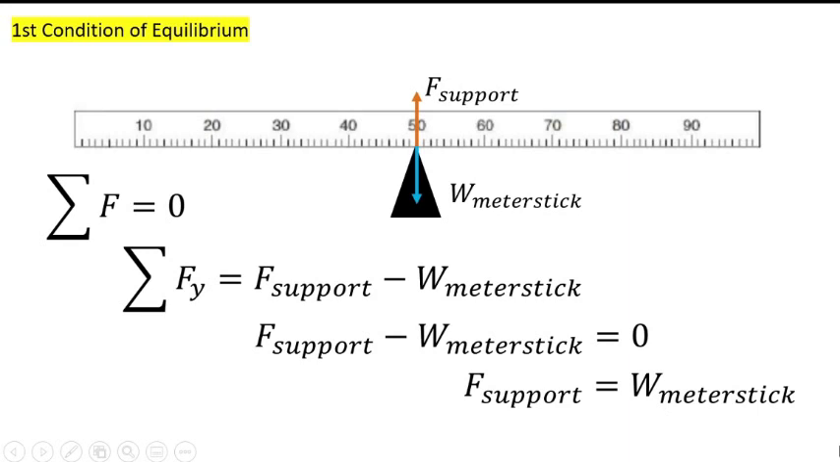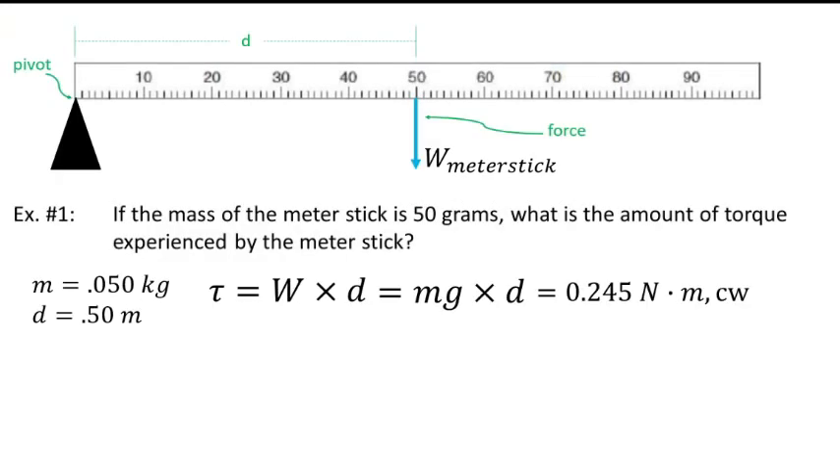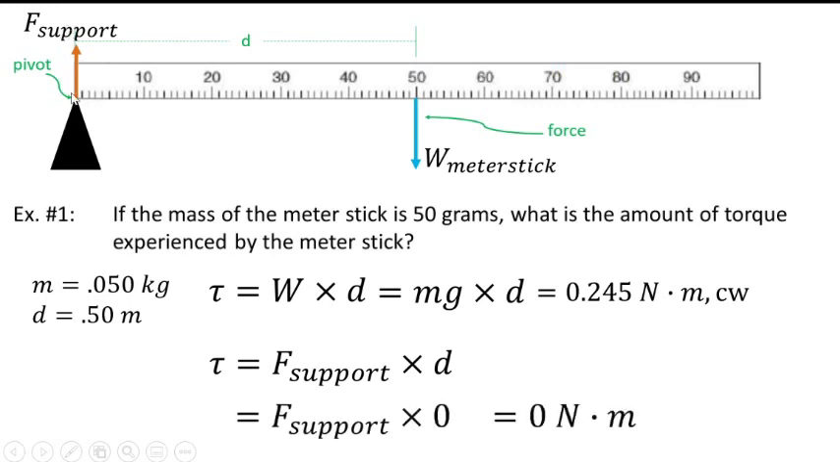If we compute the weight of the meter stick from the previous problem, that is 0.05 kilogram times 9.8, which is 0.49 Newton, and that is also the F support. My question is, why didn't we include the force of the support in solving torque? Since there is another force, we might assume that there are two torques applying on the system. But we know that F support times its lever arm, the distance of F support to the pivot, is equal to 0. Therefore, the torque of F support is just equal to 0, or 0 Newton meter.